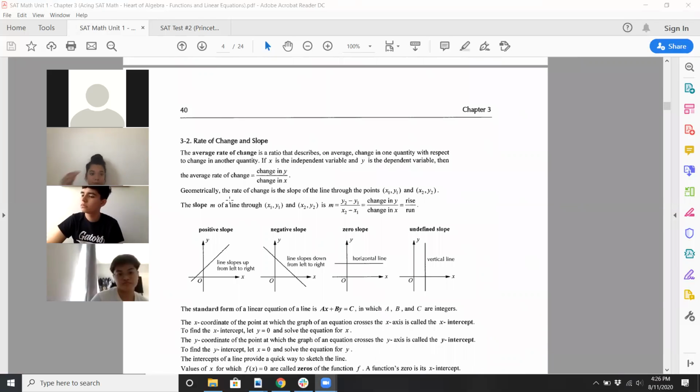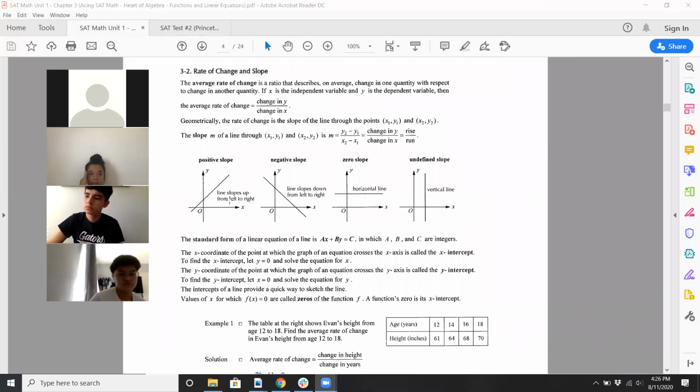Before we go to the breakout rooms, let's talk about 3-2, rate of change and slope. So slope's a big deal. Very straightforward: change in y over change in x, rise over run, as we tend to know.